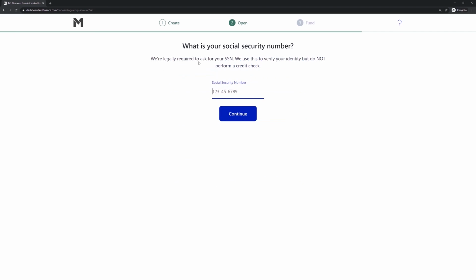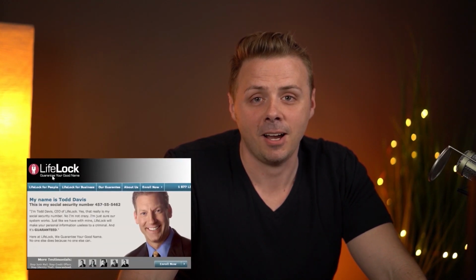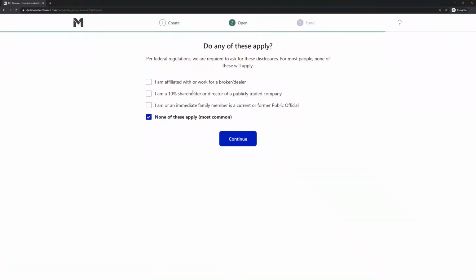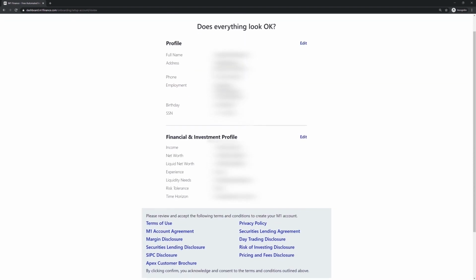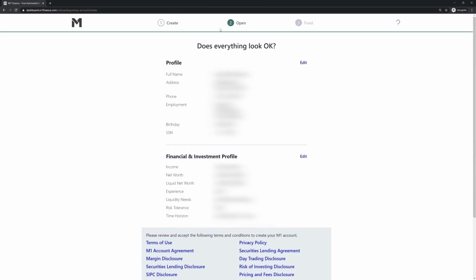What is your social security number? This isn't LifeLock. I'm not putting it out there. Sorry. All right, do any of these apply? Per federal regulations, we are required to ask for these disclosures. For most people, none of these will apply. So, I am affiliated with or work for a broker or dealer. Yeah, none of these apply. Read through them. Okay, so there we got all of our information in there. And if everything looks okay, we are going to press okay.